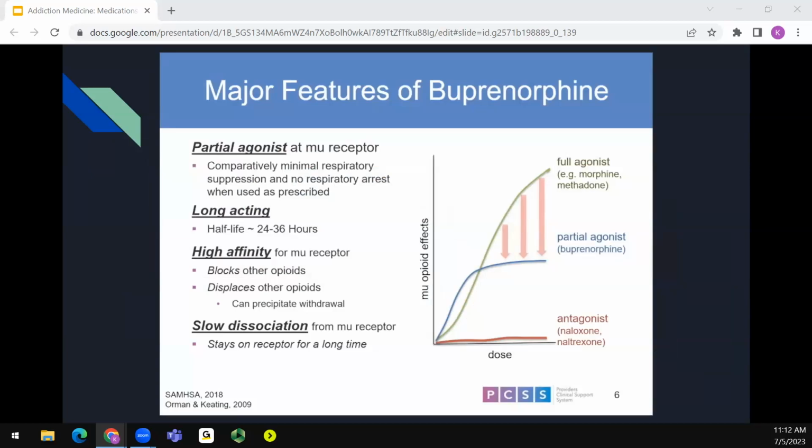It has very high affinity for and slow dissociation from the mu receptor, which leads to the prevention of withdrawal symptoms, a decrease in cravings, and a decrease in the effects of other opioids. As a partial agonist, buprenorphine has a ceiling effect, which means that there's a plateau to the opioid agonist effects at higher doses, which will result in less sedation, both cognitively and psychomotor, than methadone and morphine, while still decreasing cravings. So it has a comparatively minimal amount of respiratory suppression and no respiratory arrest when used as prescribed.